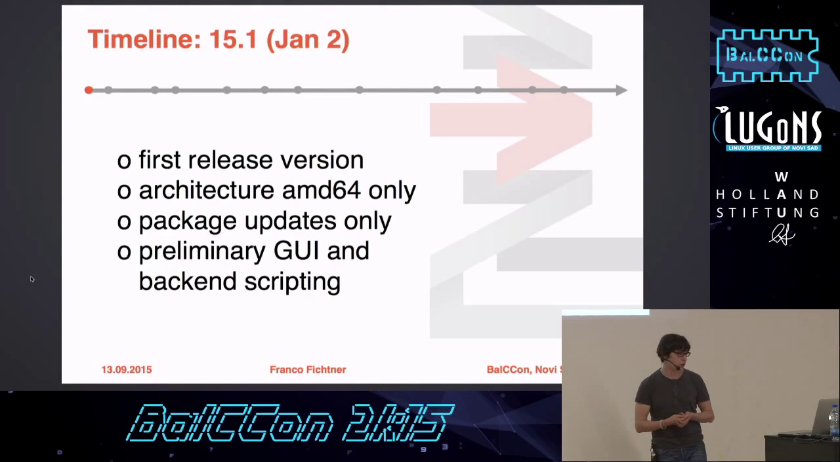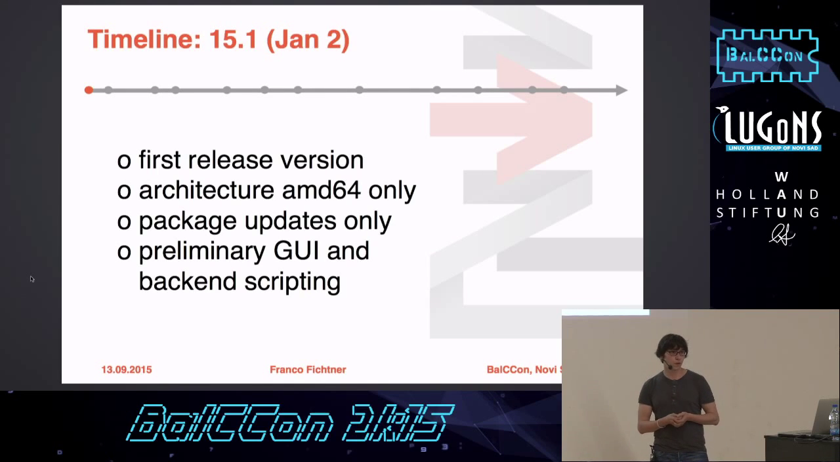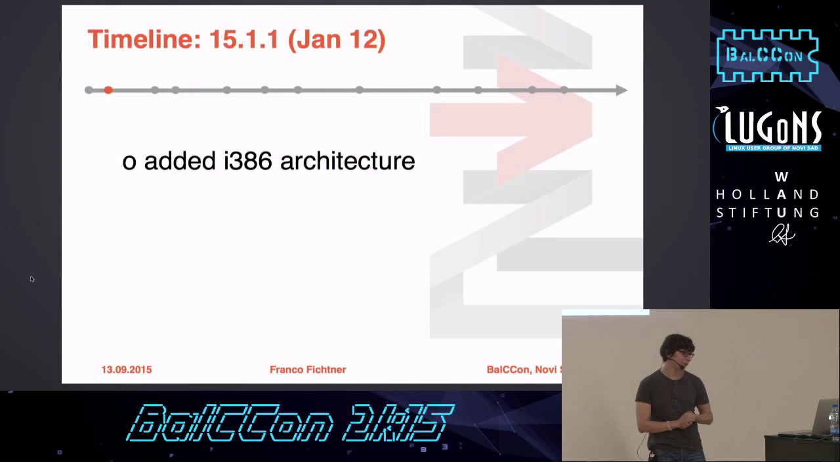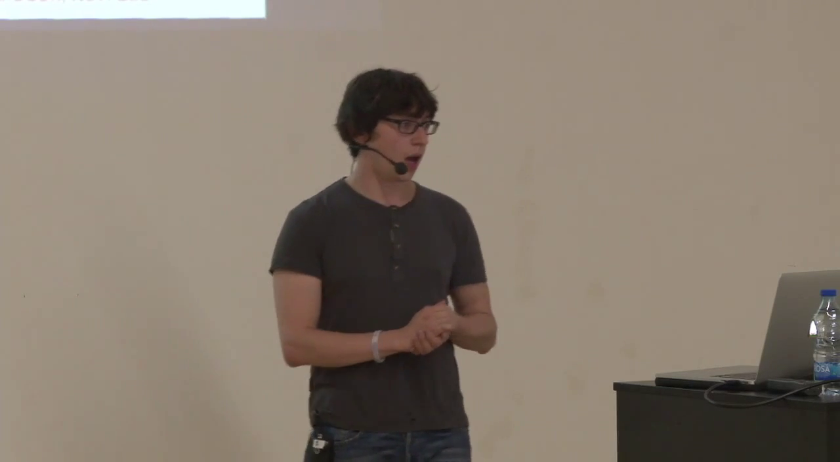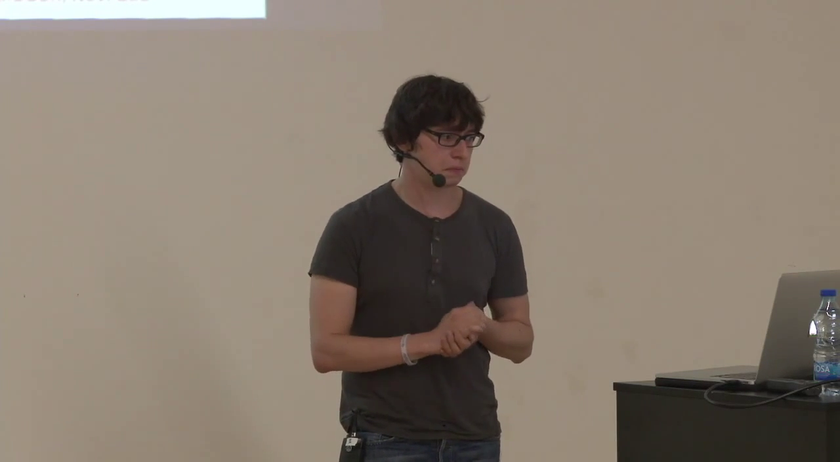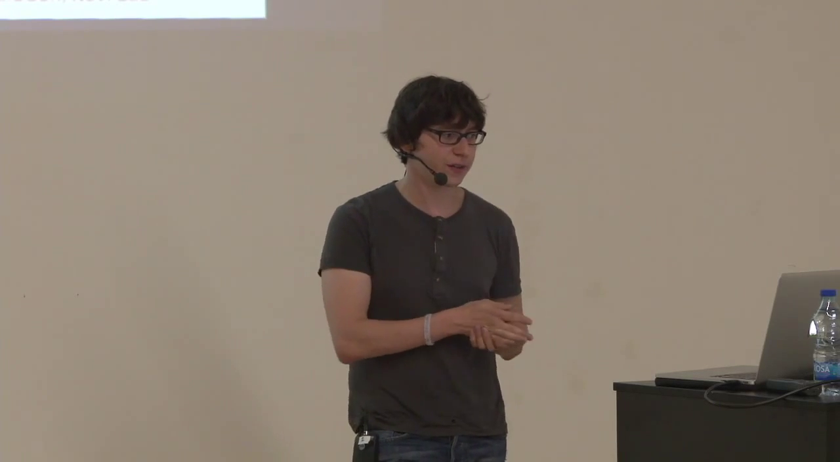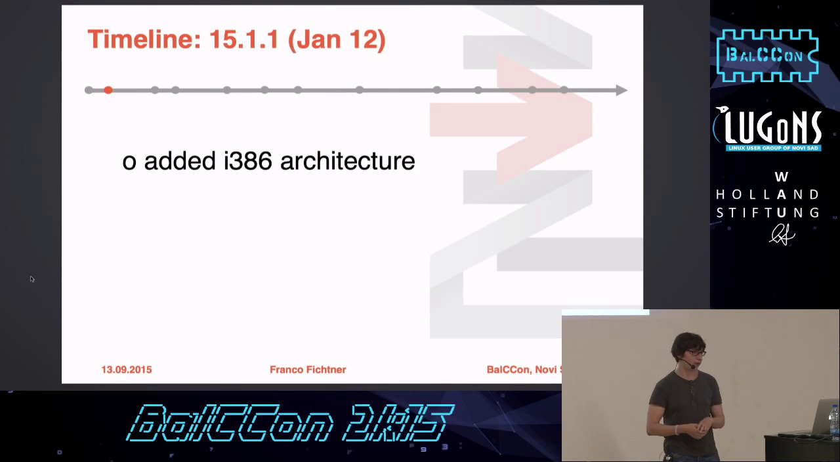And then, okay, so we shipped OpenSense. We had a preliminary GUI and a backend scripting for firmware upgrades, but not more. Then a week later, we added the second architecture, which was basically just avoiding testing the second architecture in the first release. And now that meant we have 2 repositories, so 300 packages.